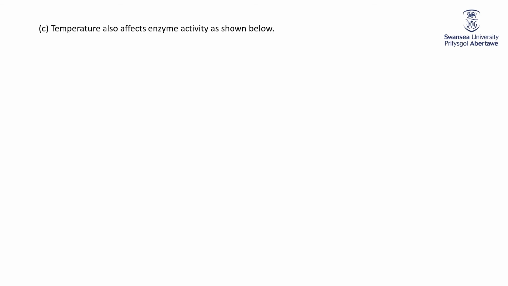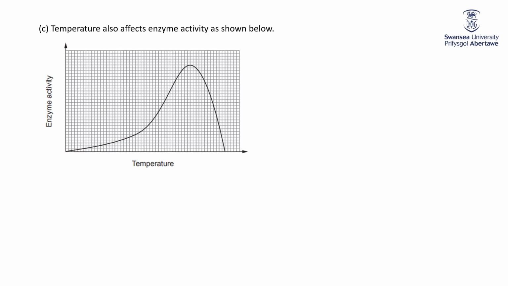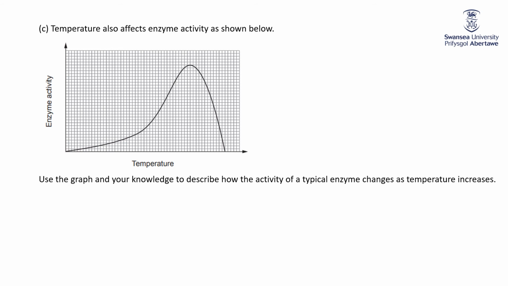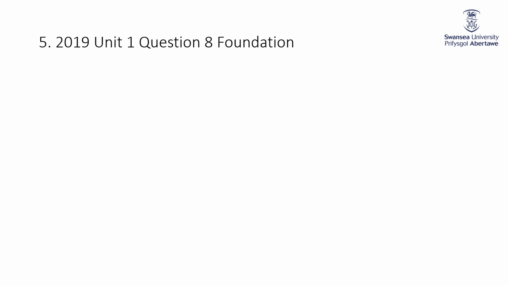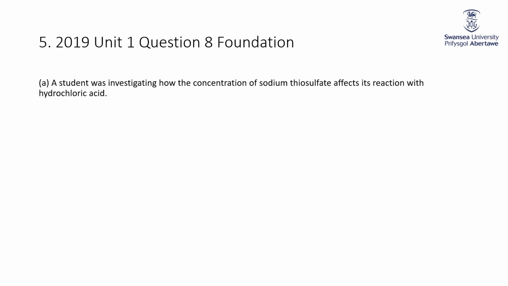Part C is about temperature affecting enzyme activity, which is shown below. So you use the graph and your knowledge to describe how the activity of a typical enzyme changes as temperature increases. So activity increases to optimum temperature, and then it decreases after optimum temperature, and the rate decreases more rapidly than the rate increases.